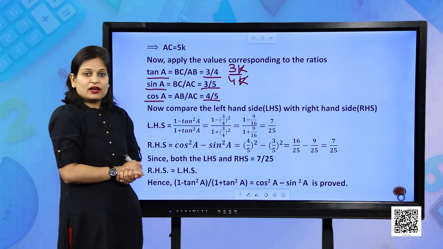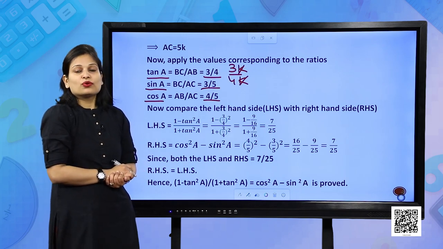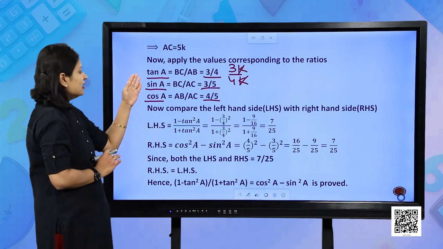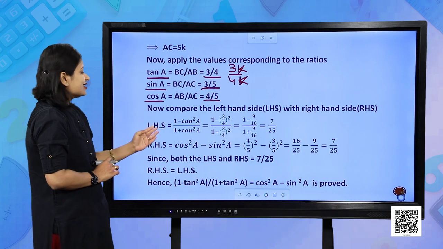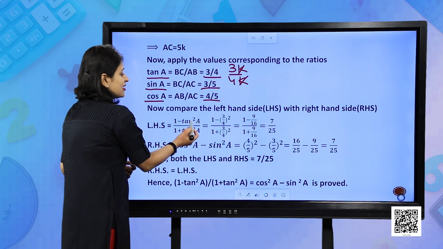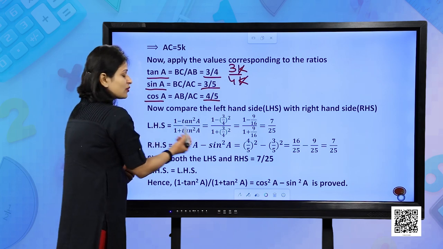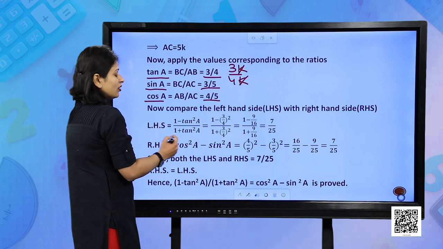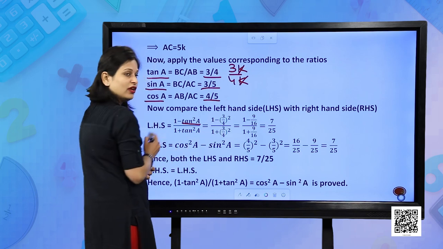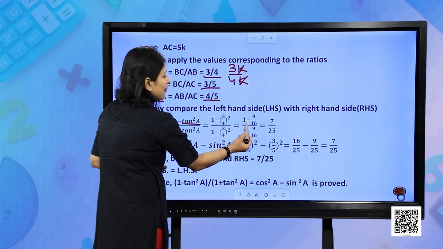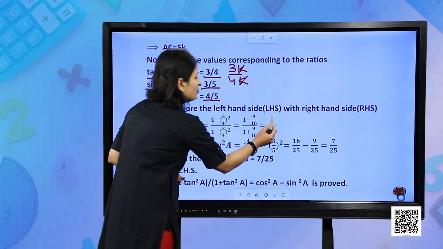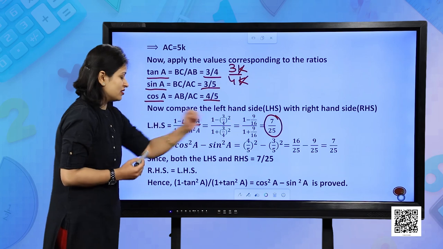Now, we need to compare the left hand side and right hand side to know whether they are equal or not. Since you have the values of tan A, sin A and cos A with you, just simply substitute the values in the LHS. What will you get? 1 minus tan square A upon 1 plus tan square A. Now, tan A is what? 3 by 4. Simply substitute 3 by 4 over here. What will you get? 1 minus 9 upon 16 upon 1 plus 9 upon 16, which will give you 7 by 25 after solving this.